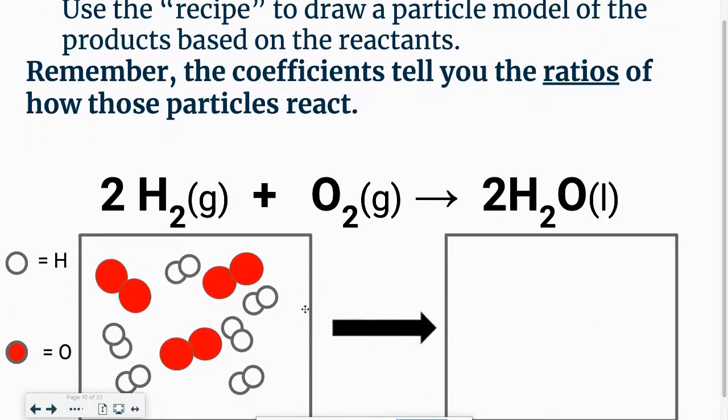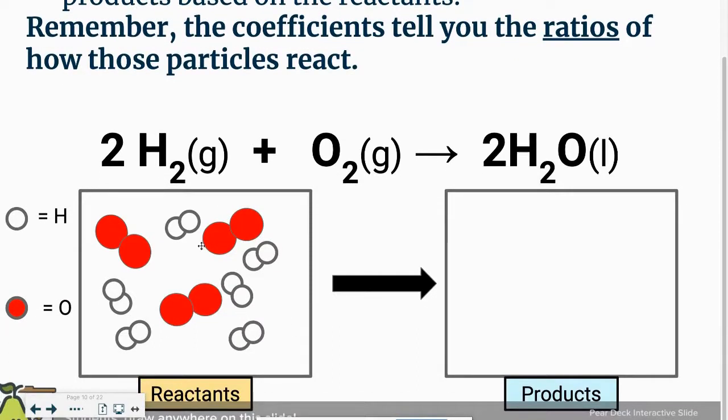All right, in this case, we've got 1, 2, 3, 4, 5, 6 H2. So I'm going to write that under here. I'm going to show you a different way of doing these particle models without grouping, instead of grouping like we did before. Now I count here 1, 2, 3 O2 molecules. 3 O2 molecules. All right, and we've got to draw our products, our H2O molecules, and figure out how many of them we should have over here based on the recipe.